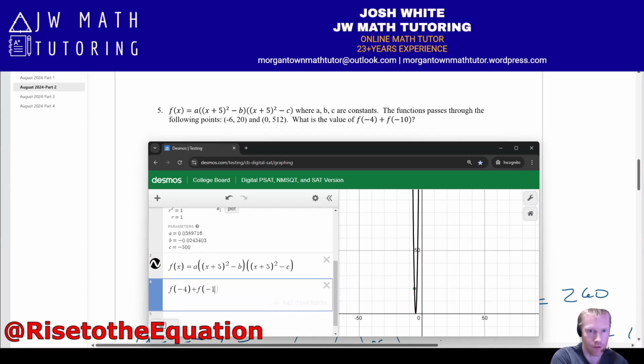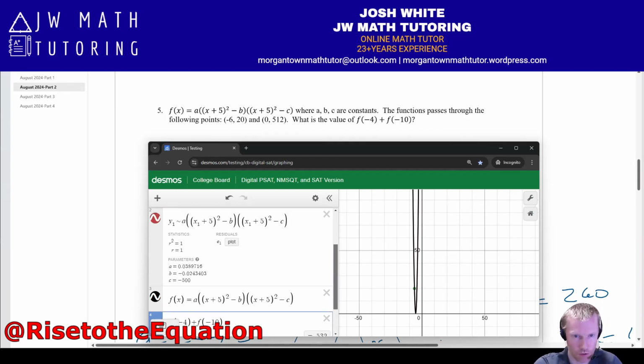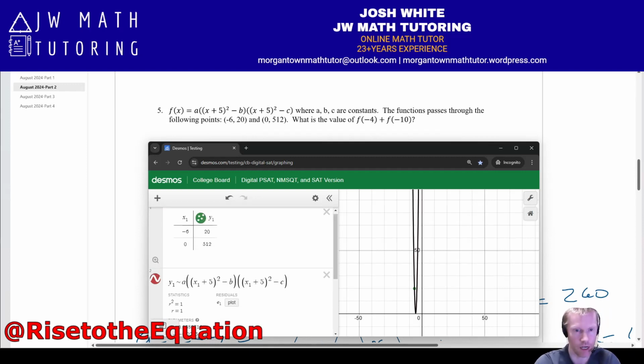plus f -10. 532, same answer, much quicker, much easier approach than trying to figure out the theory behind it. So this is just an alternate approach. Thank you again to the commenter who suggested this method. So just keep that in mind going forward.